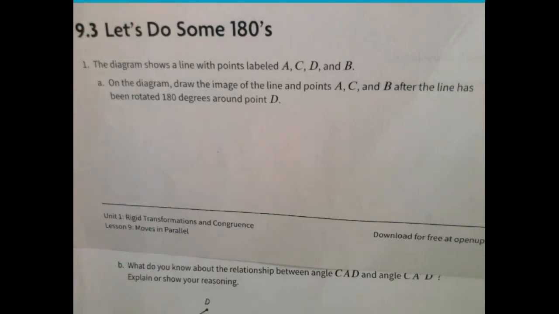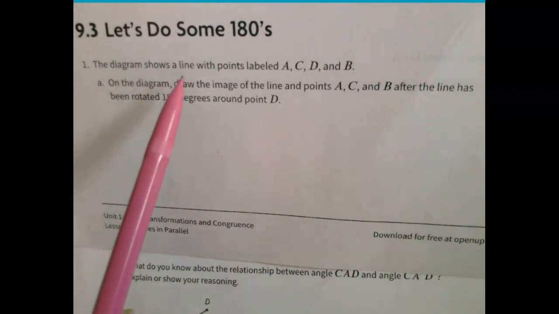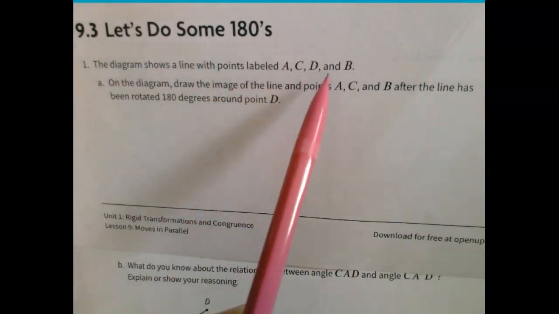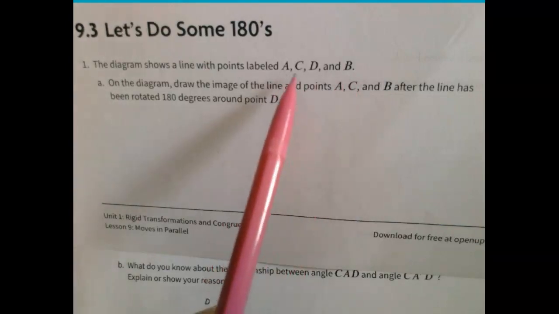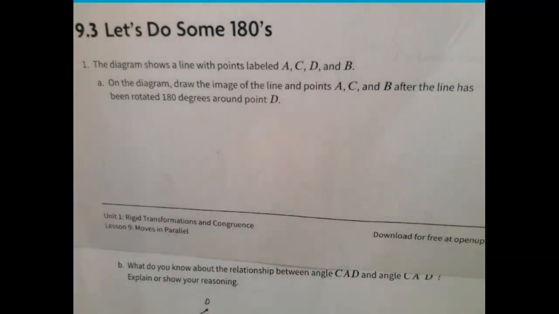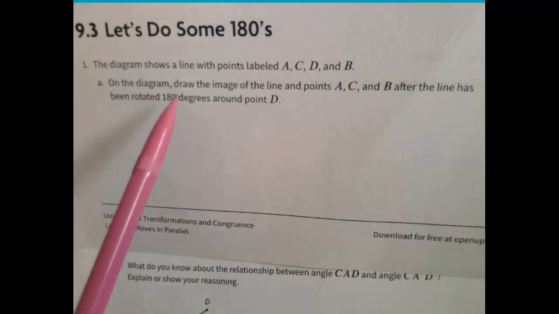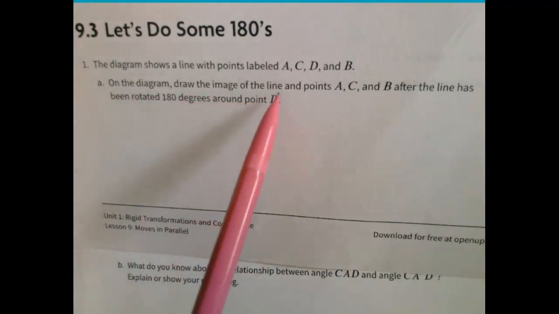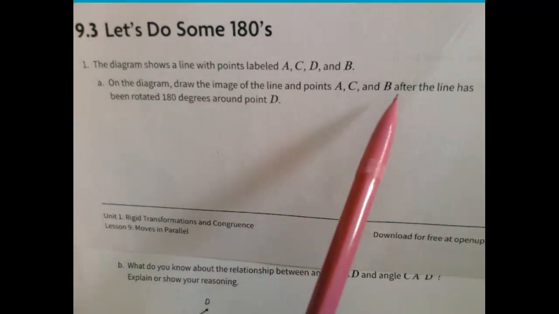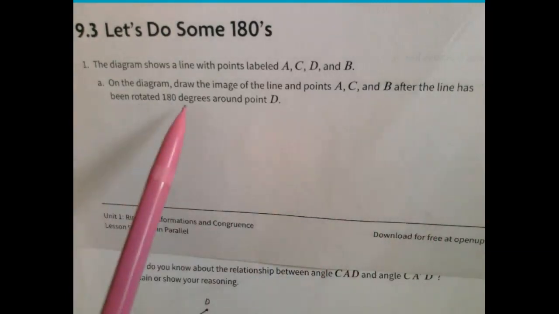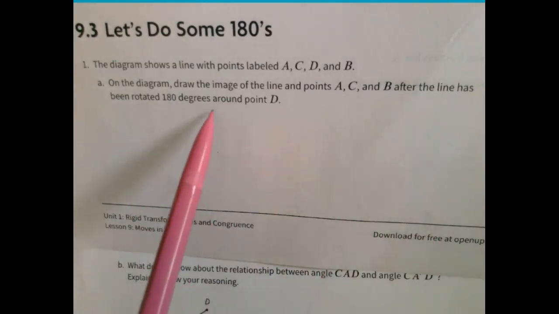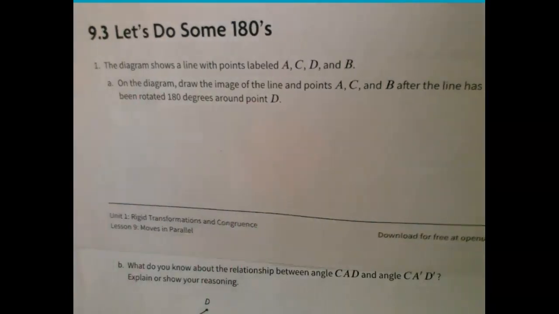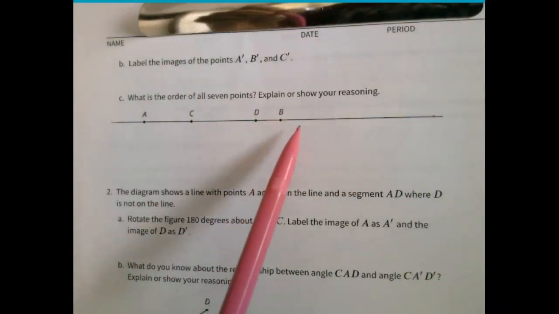Okay, so this is lesson interactivity 9.3. Let's do some 180s, okay? The diagram shows a line with points A, B, C, D, and B. On the diagram, draw the image of the line with the points A, C, and B after the line has been rotated 180 degrees around point D. So this is the line, this is A, C, D, and B.